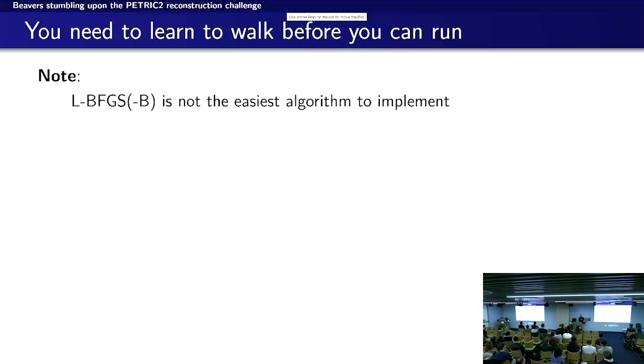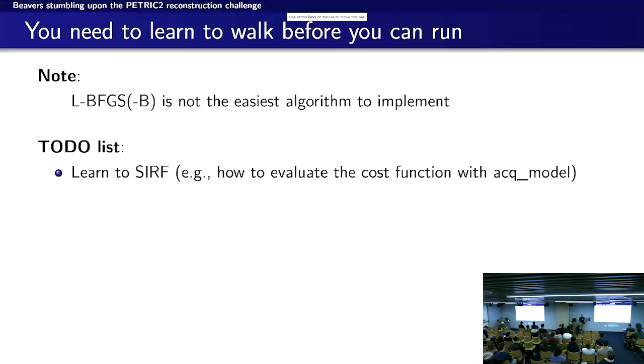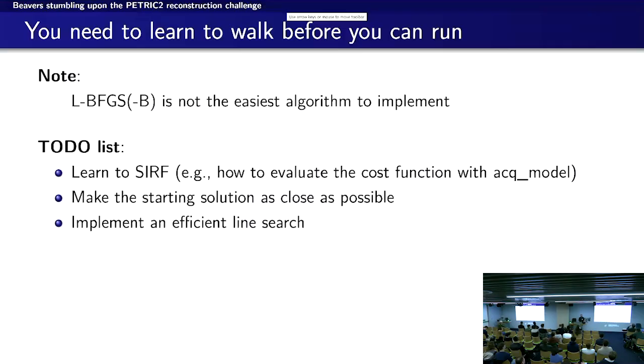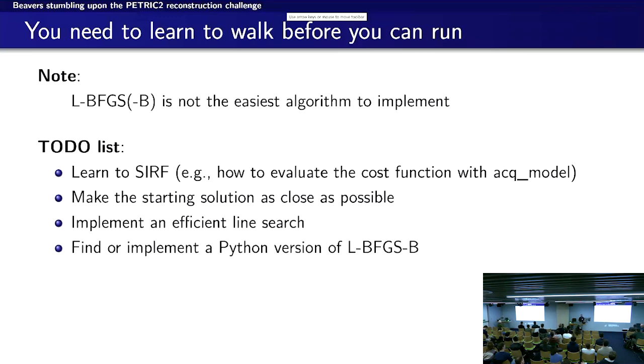So before we start to run by doing the L-BFGS, we wanted to start to walk. It is not the easiest algorithm to implement in a way that is efficient for Python. So we made ourselves a little checklist of things to do. Well, first, we need to know how to use SIRF. After that, we wanted to see if we were able to provide a pretty good first initialization image for the regularized problem. After that, we wanted to have an efficient implementation for the line search, since this is required for the algorithm. And last but not least, do the magic.